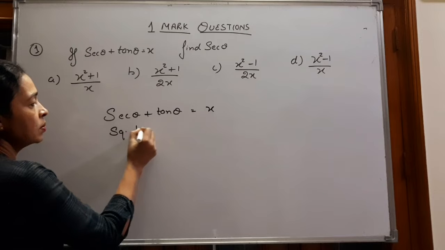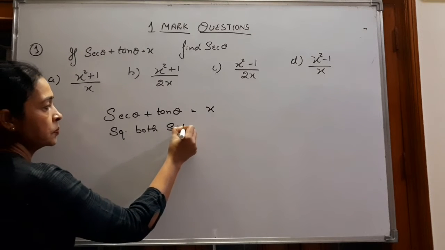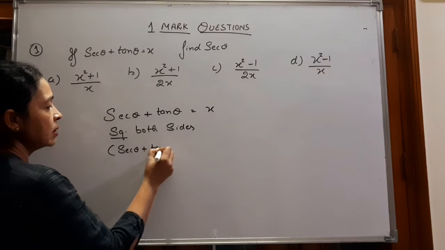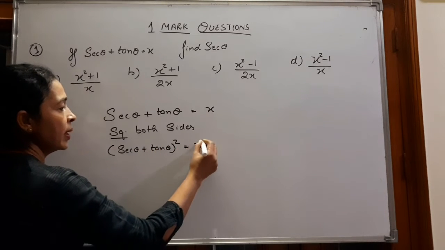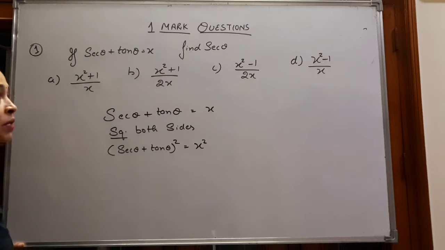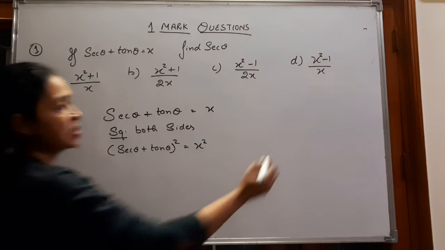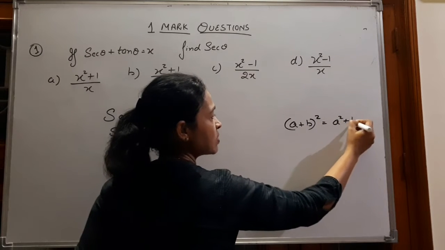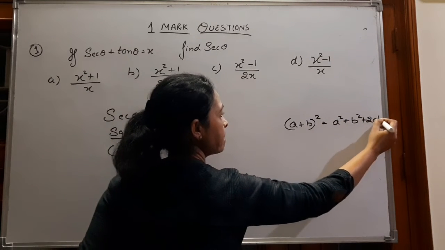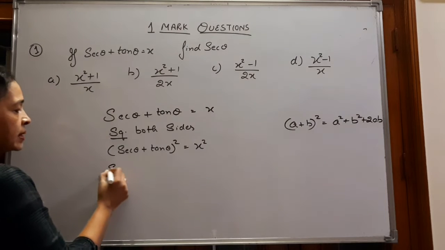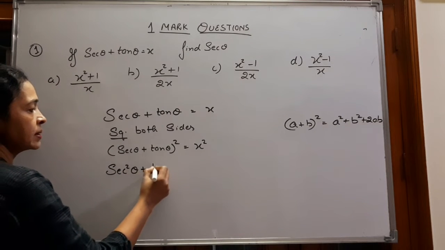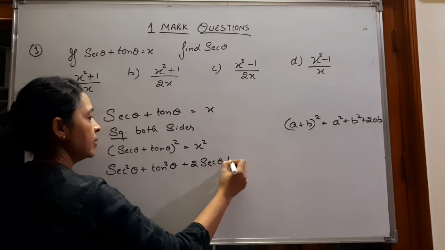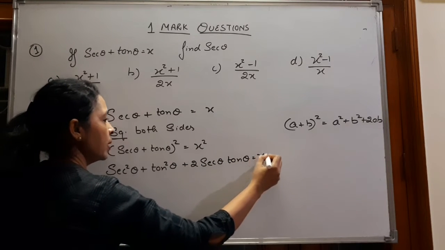First step, squaring both sides. We have (sec theta plus tan theta) whole square equals x square, because in every option we have a term x square. Now बच्चे, what is (a plus b) whole square? (a plus b) whole square is a square plus b square plus 2ab. We have sec square theta plus tan square theta plus 2 sec theta tan theta equals x square.